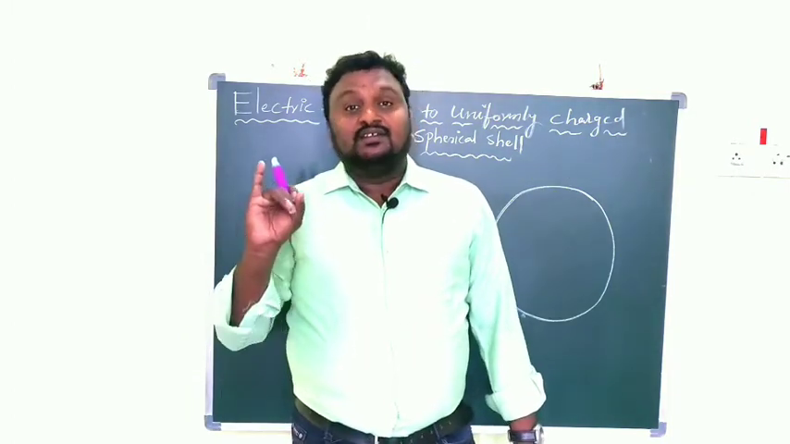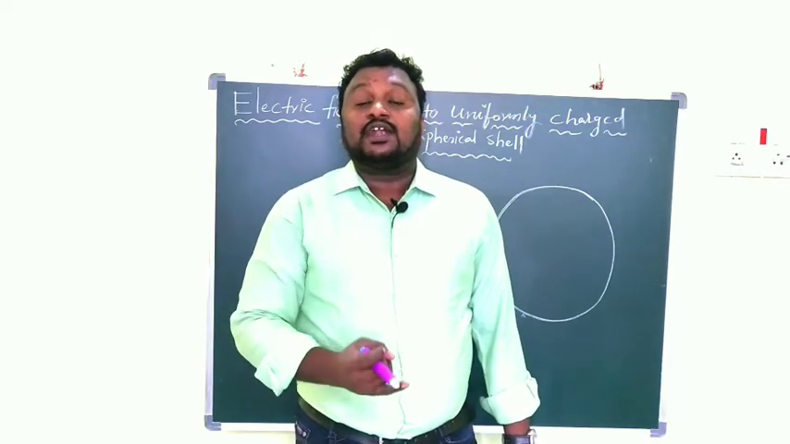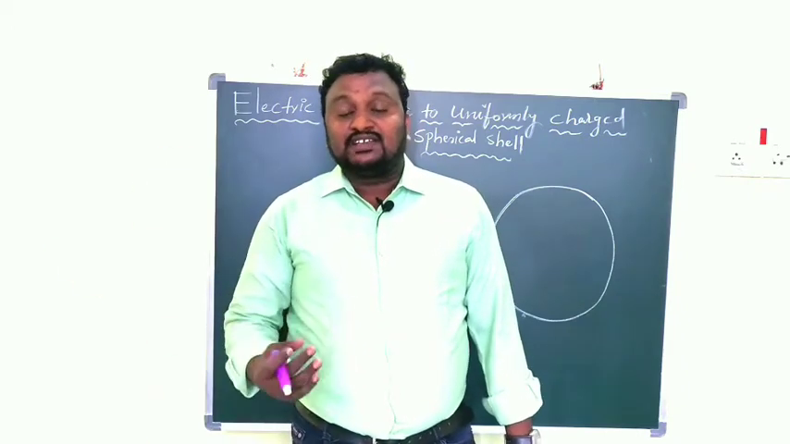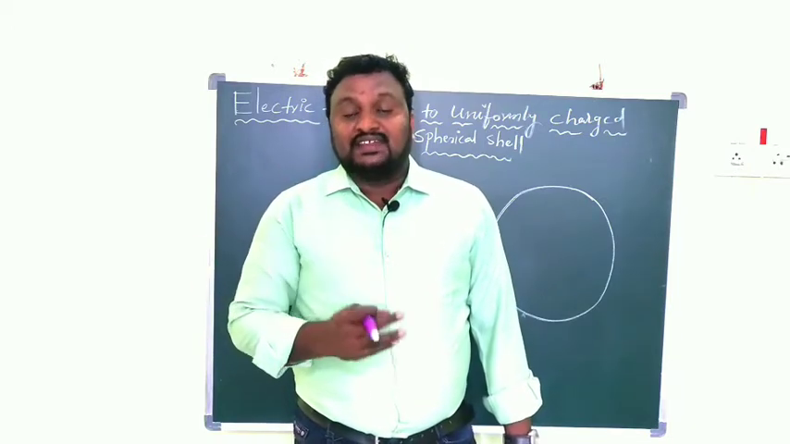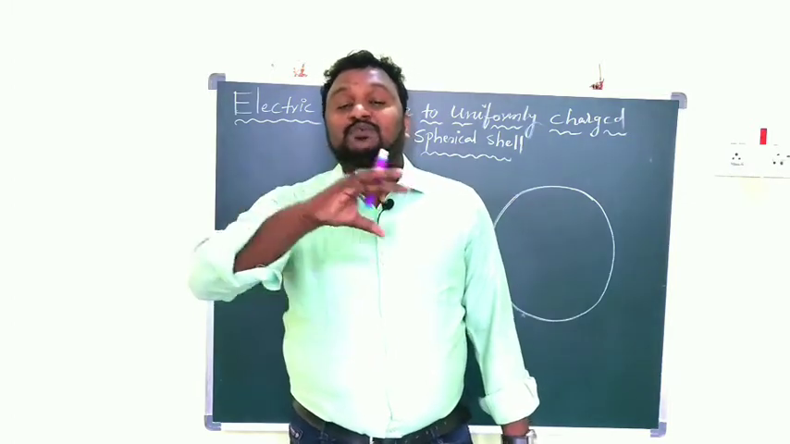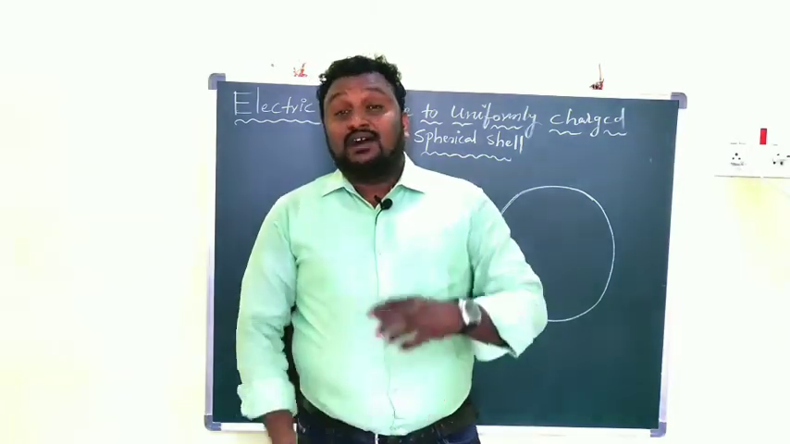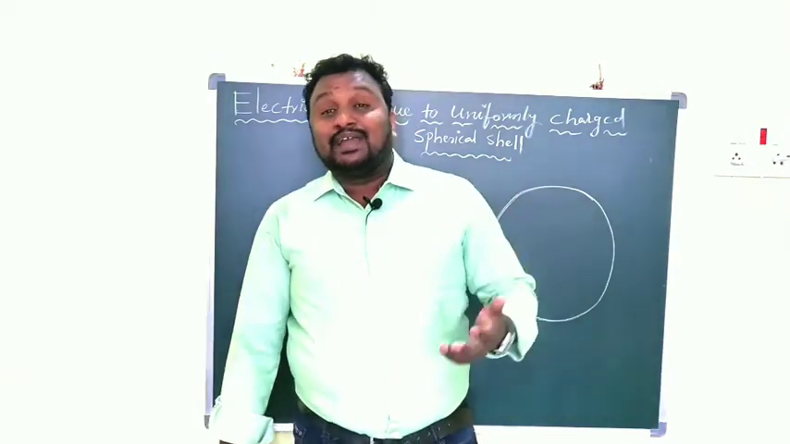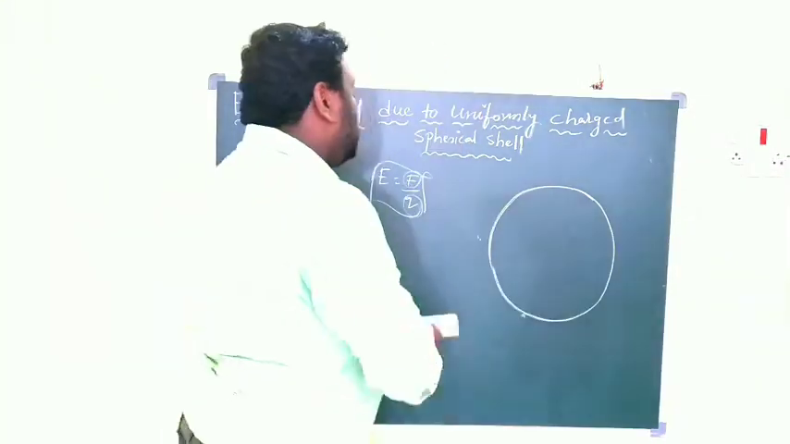What is the first thing? Gauss's law: the amount of flux passing through a closed surface is 1 by epsilon naught times the net charge of that closed surface. And next, what is electric flux? Electric flux means the number of electric field lines passing through a closed surface. And what is meant by surface charge density? The charge distributed over a particular area is called surface charge density, represented by sigma is equal to Q by A. So now I am going to the topic.